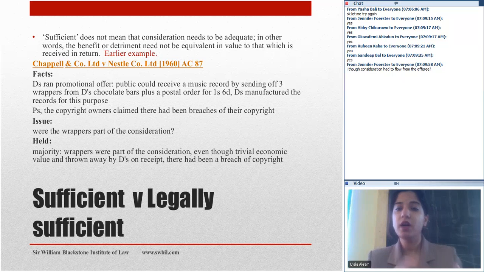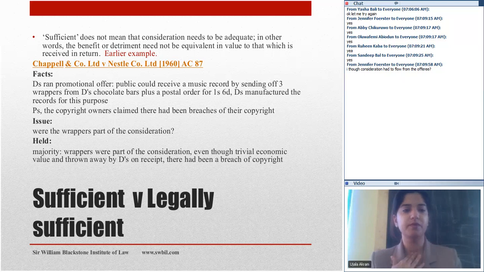So in our earlier example, if I request you to pay me £1 for me to drive you to Oxford, I may have some other benefits in mind. I may run a cab business, and I am hoping that you will increase my business, or you will refer your friends to me. So I may have some other benefits in mind. So that £1 would be considered a sufficient consideration, although it is not of equivalent value.